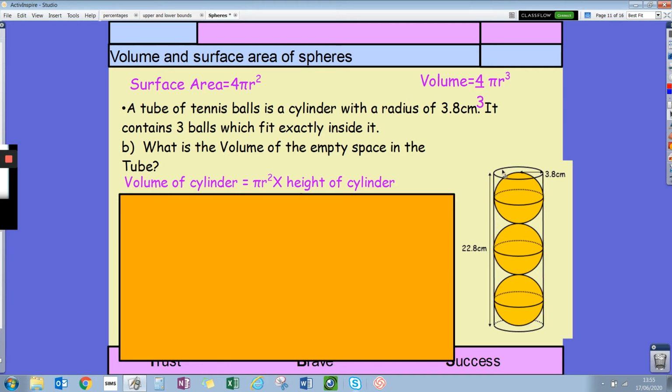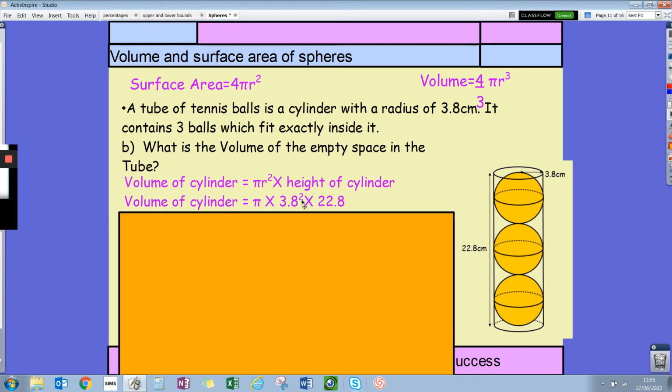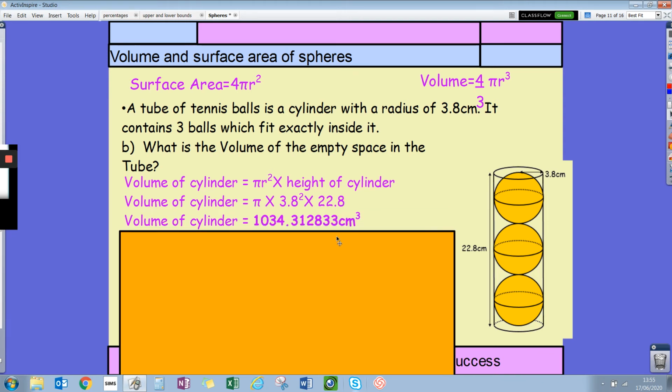So my radius is 3.8 and the height of my cylinder is 22.8. So pi times 3.8 squared times by 22.8. So I've got the area of the circle times by the height of the cylinder to give the volume of the cylinder. Put that in my calculator and I get 1034.312833 centimetres cubed. And because I haven't finished the question, I'm not rounding that answer yet.